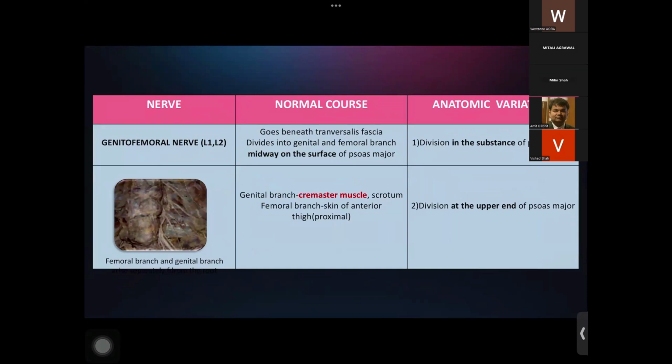Usually arises from L1 and L2 nerve roots, but sometimes it can arise or it can divide in the substance of psoas major muscle, or it can divide even before its origin, like at the division at the upper end of the psoas major muscle.